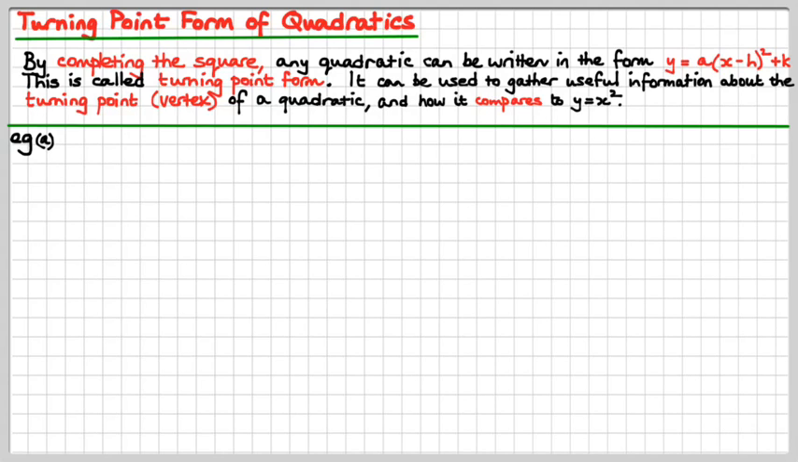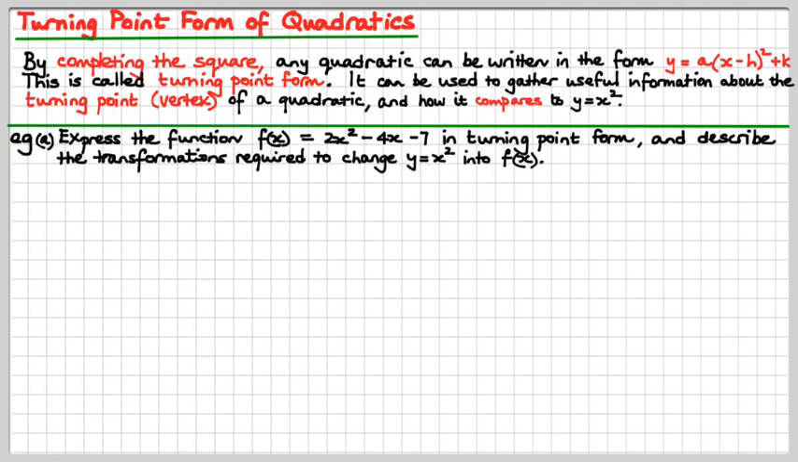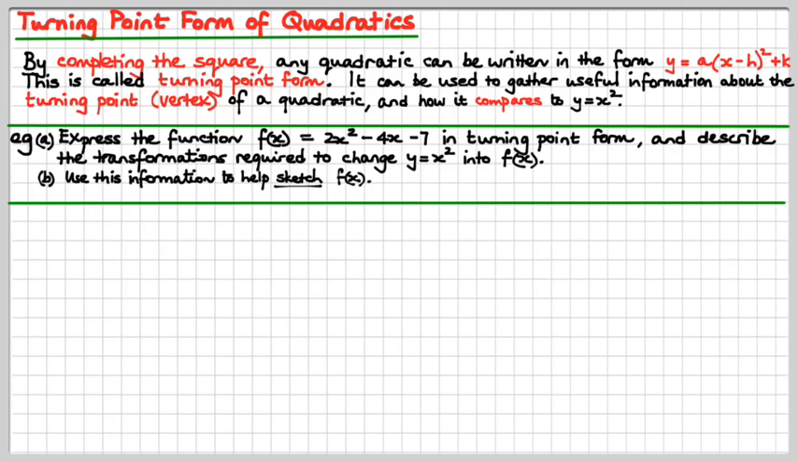Okay, so here's an example for us to go by here. Example: express the function f of x equals 2x squared minus 4x minus 7 in turning point form, and describe the transformations required to change y equals x squared into f of x. Use this information to help sketch f of x. Alright, very good. This is actually a transformations question, ladies and gentlemen. So I'll show you, because we're going to complete the square on this thing here and get it into turning point form, and then I'll show you what you've got to do and how it works.